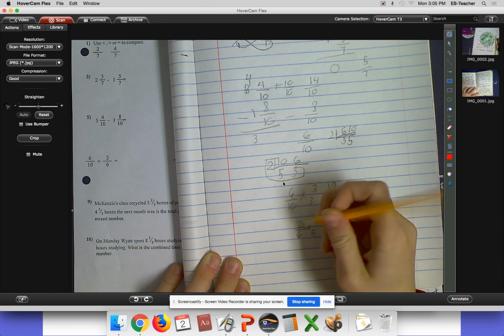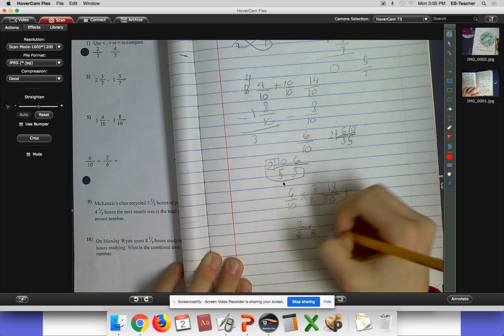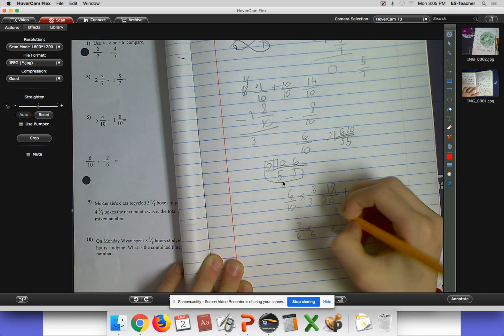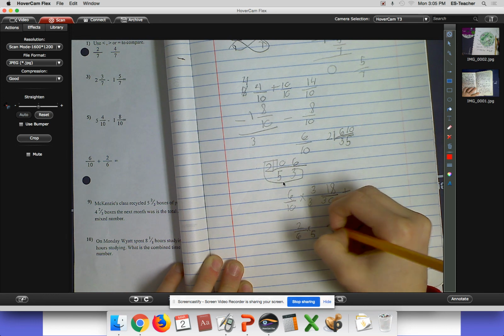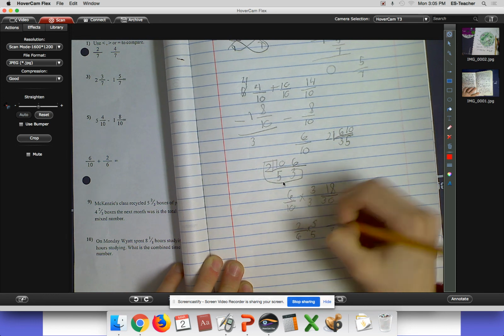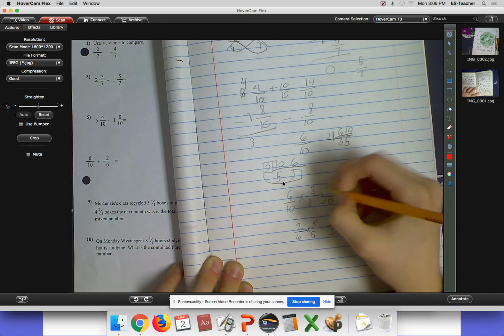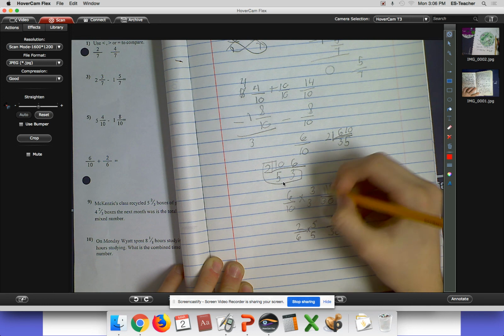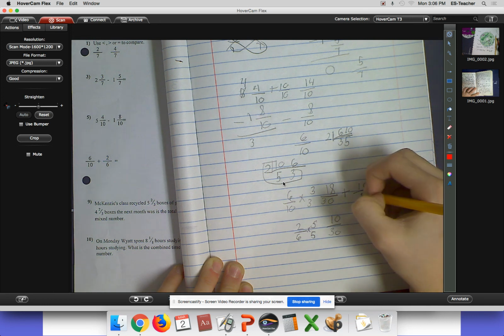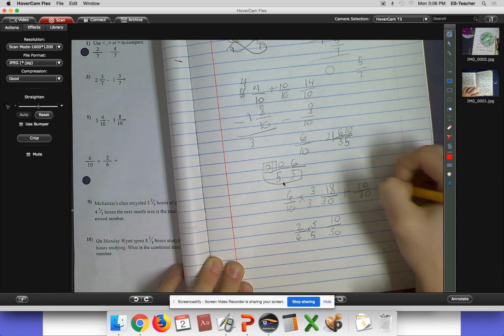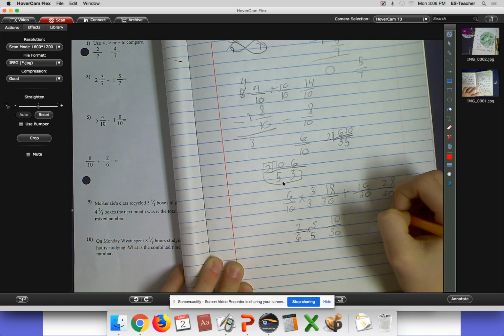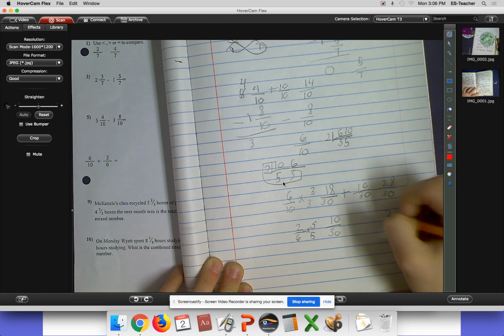6 times 5 is 30. What you do to the bottom, you have to do to the top. And you get 10. If you add that, you add 18 30ths plus 10 30ths, and you get 28 30ths. And then you can simplify it.